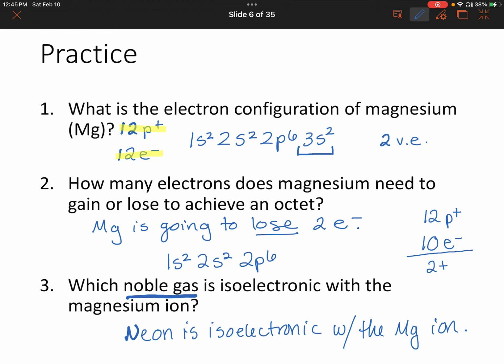2 plus, right? Because we have 2 extra positives, or 2 extra protons, compared to the number of electrons. So we can actually write this as magnesium 2 plus, or plus 2. Either one is fine.